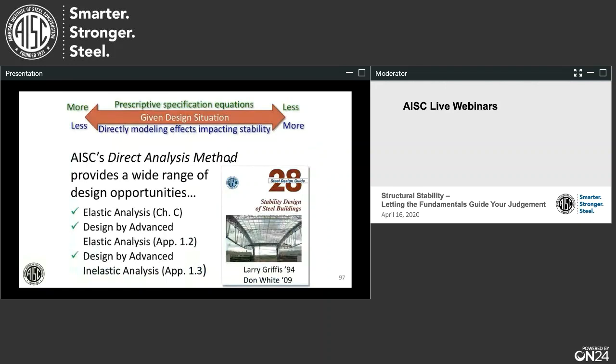So as far as the direct analysis method, there's an excellent design guide out there that Larry Griffiths and Don White wrote. So those of you who are members of AISC or not, just go find that design guide, and it'll really get you moving in the right direction.